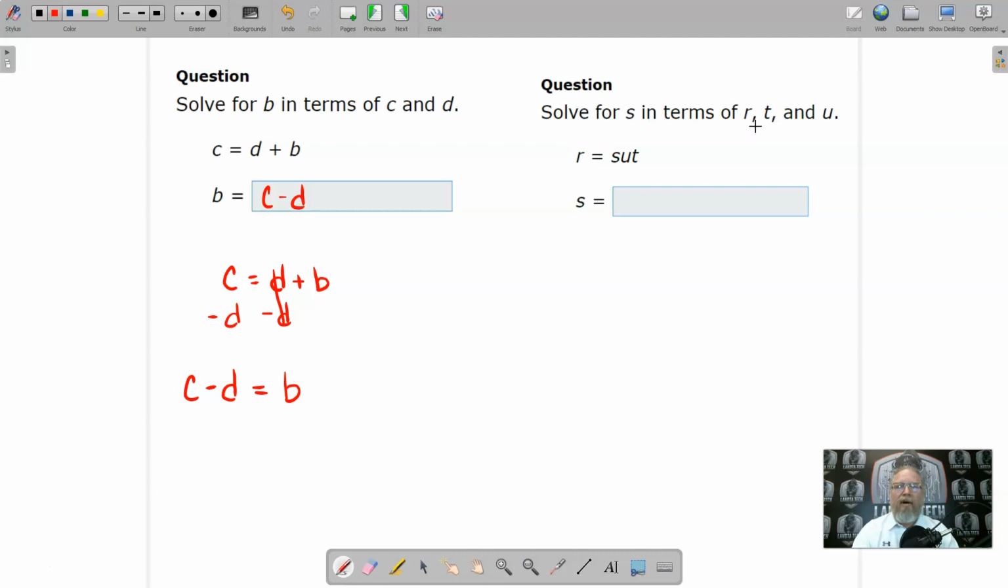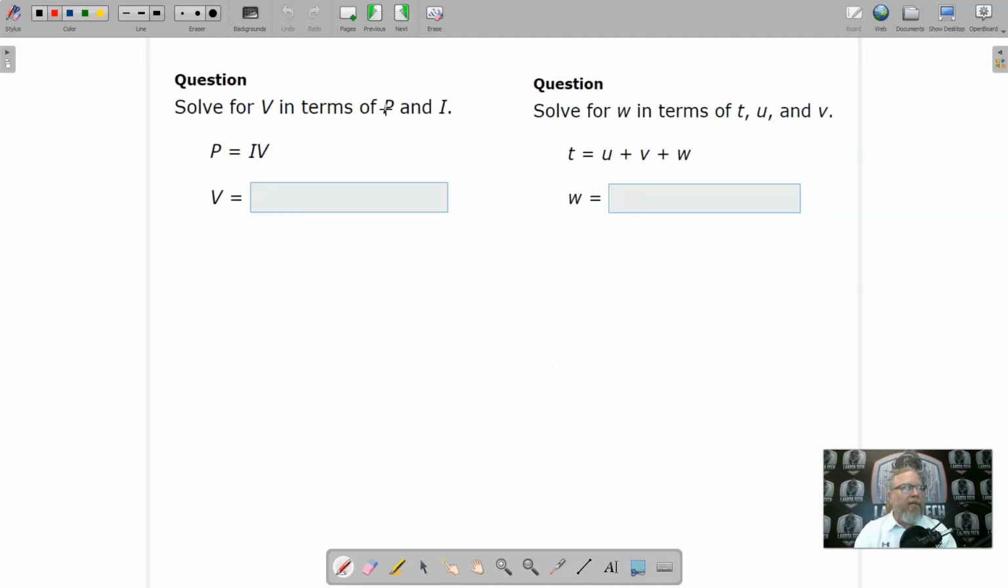Solve for s in terms of r, t, and u. So we have r equals s, u, t. And we need to get to where just the s is by itself. So here's the variable s right here. We want to get it by itself. Well, right now s is being multiplied times the variables u and t. So let's go ahead and divide by u and t. What we do to one side, we're going to do to the other. The u's are going to cancel each other. The t's are going to cancel each other, leaving us with just s on the right. And on the left, we have r over ut. So s equals r over ut.